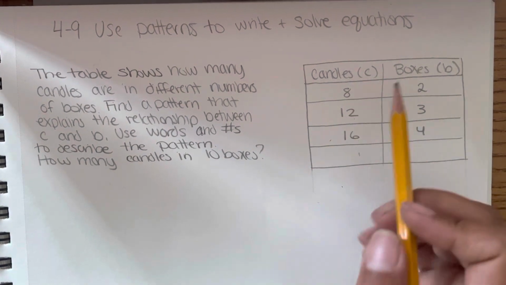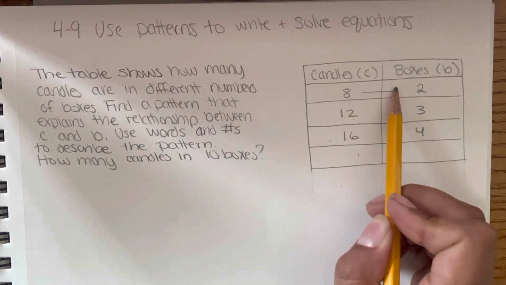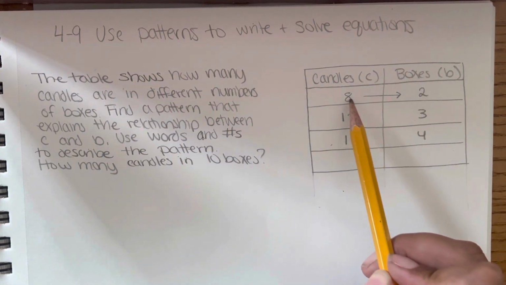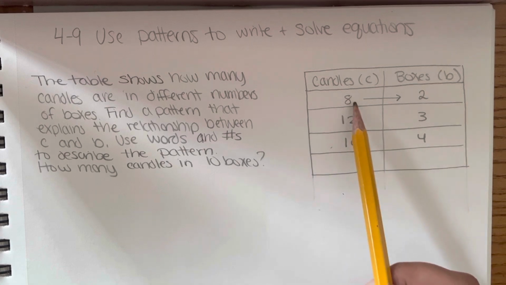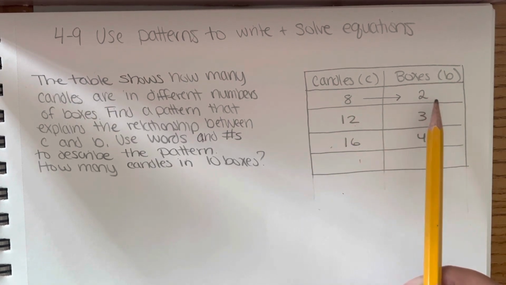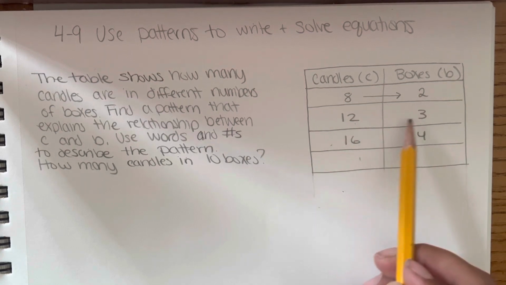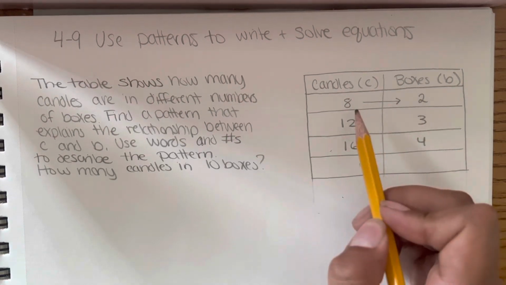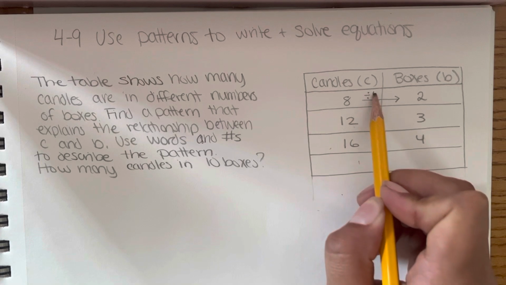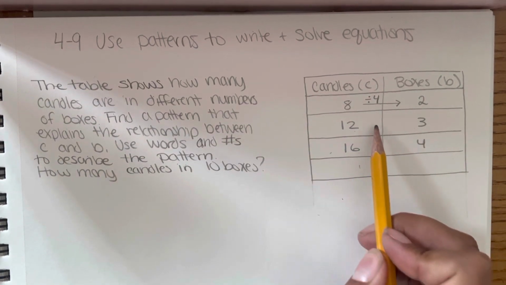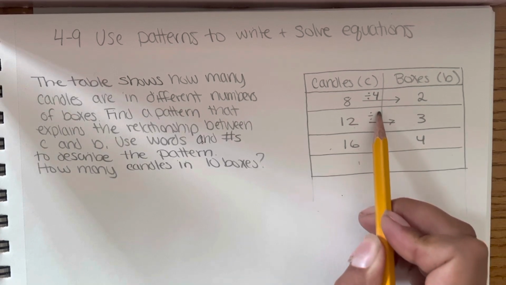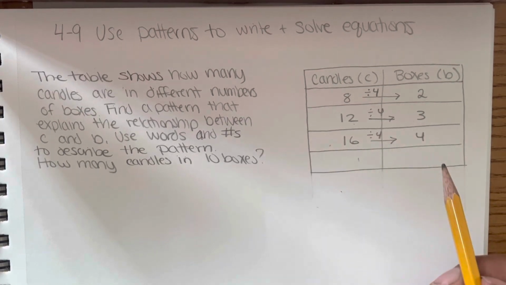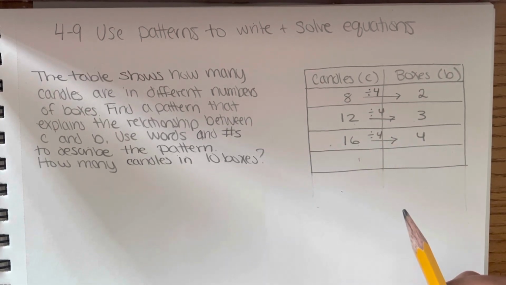So I'm not increasing this number, which means I'm not going to be adding or multiplying. I'm either subtracting or dividing because we are decreasing. So what is the relationship between 8 and 2, and 12 and 3 and 16 and 4? I can see that in this pattern, I'm dividing 8 by 4 to get 2. I'm dividing 12 by 4 to get 3. And I'm dividing 16 by 4 to get 4. So the pattern is divide by 4.